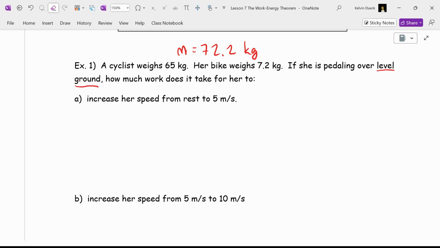Elijah, what's this question asking me to find? No, you missed the first, starting with the word here. Keep reading. Okay, how much work. It has asked me to find work to increase her speed from rest to 5 meters per second. Don't write this down, look up. Elijah, what are they asking me to find?